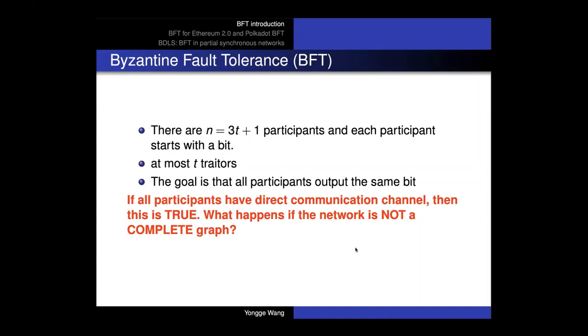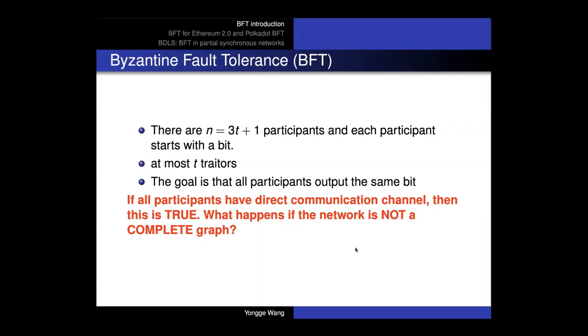So theoretically, after the 1980s introduction to computer science, we know that if there are t bad guys, of course they're malicious, they can do all things, try to crash the protocol. If there are t bad guys, we have to have 3t plus 1 total participants so that we can defeat these t bad guys. So we reach consensus. But the most important thing about this theoretical result is that we assume they are peers: every two participants have a direct communication channel, and that channel has to be reliable. That's a very, very strong requirement.